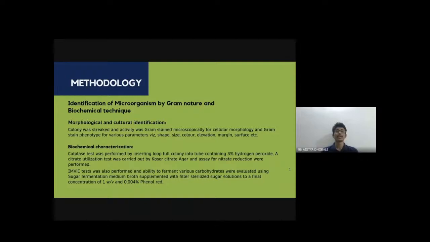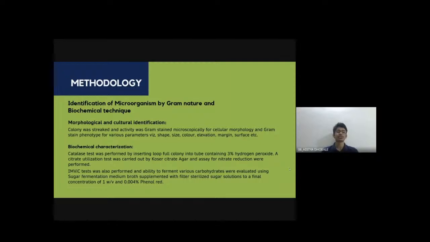Identification of microorganism by Gram nature and biochemical technique. Morphological and cultural identification: the colony was streaked and gram stained, and examined microscopically for cellular morphology and Gram stain phenotype, for various parameters like shape, size, color, elevation, margin, surface, etc.